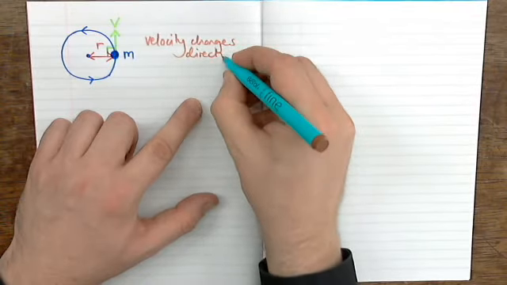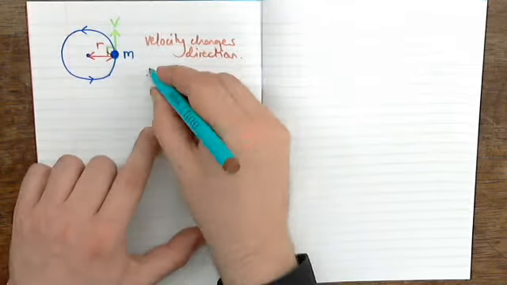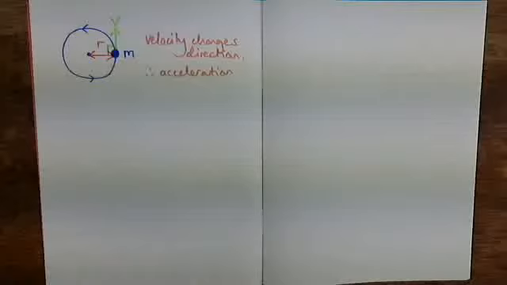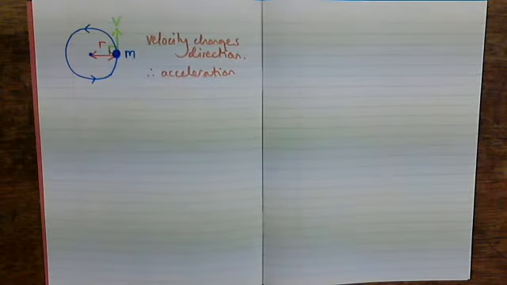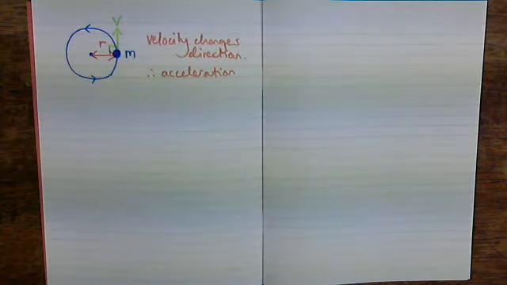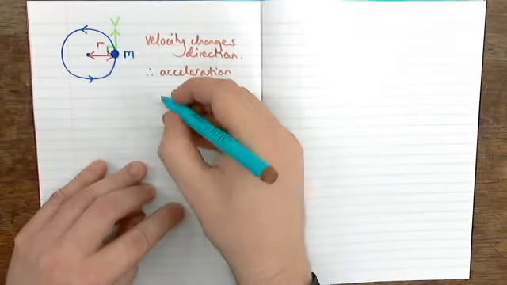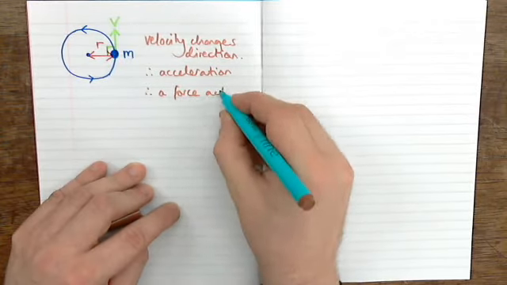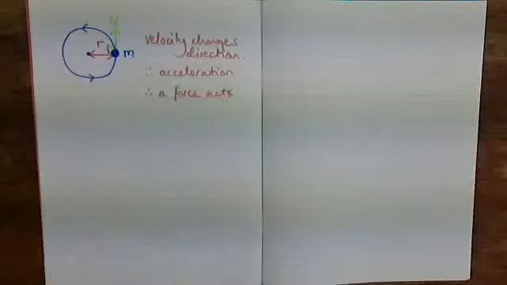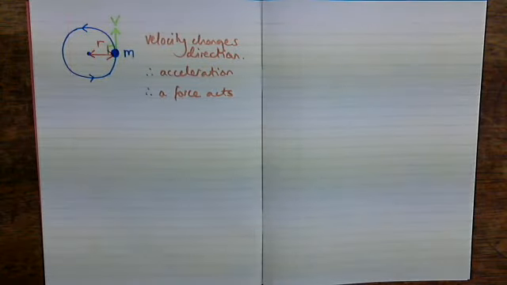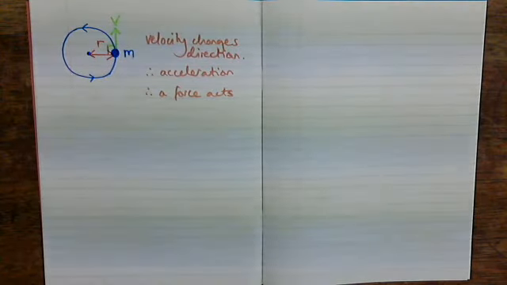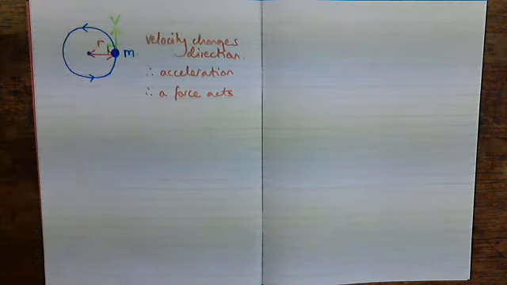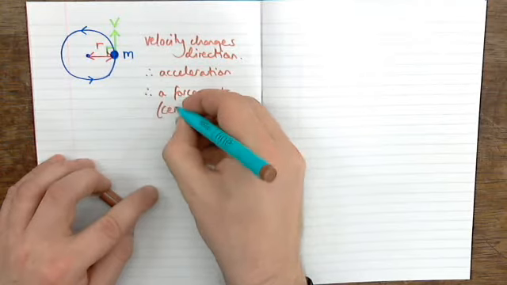Now, because it's changing direction, I have a change in velocity, therefore it is accelerating. It does not matter that it's going at the same speed, because it's changing direction, it is accelerating. If it's accelerating, by Newton's second law, there must be a force acting. So we know from this that we have an object that is being held in a circle, and it must be sustained in circular motion by some resultant force, and we call that a centripetal force.